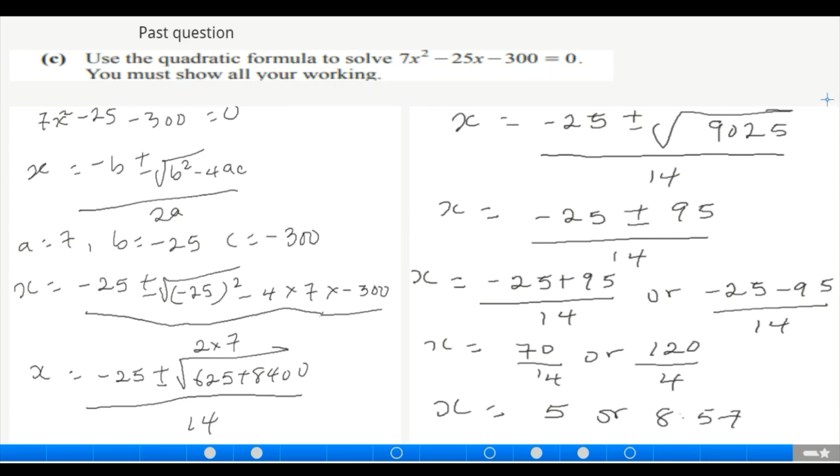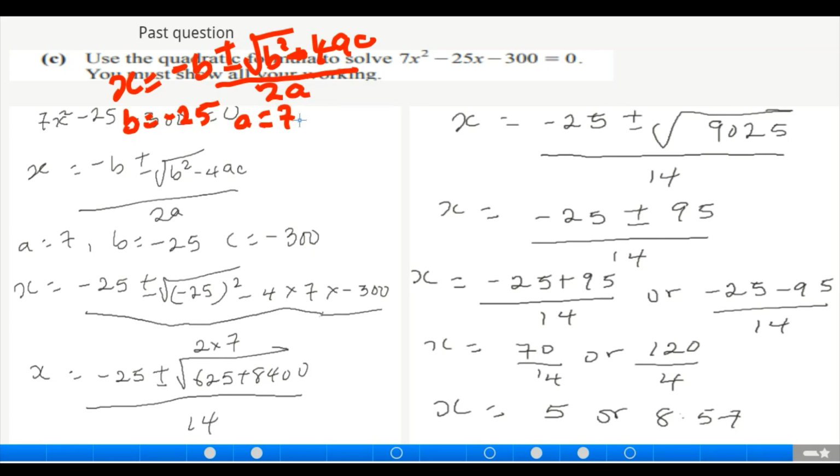Now, what is the equation? We are solving for 7x squared minus 25x minus 300 equals 0. From the expression x equals minus b plus or minus the square root of b squared minus 4ac, all divided by 2a, what is b? b is minus 25. What is a? a is 7. And what is c? c is minus 300. Now we are going to put all those values inside this expression and solve.